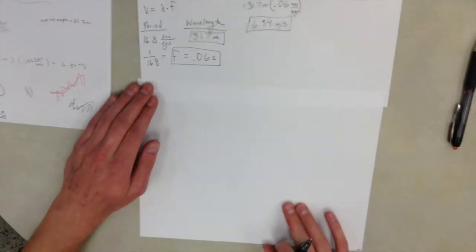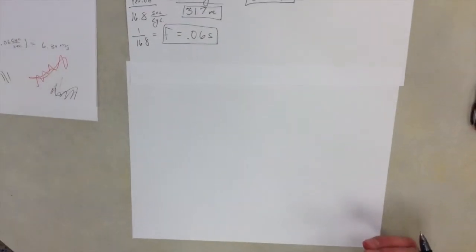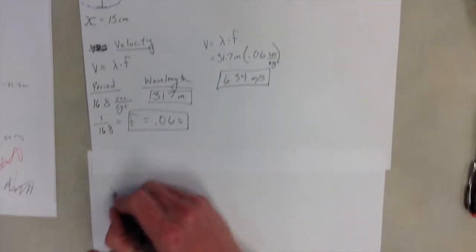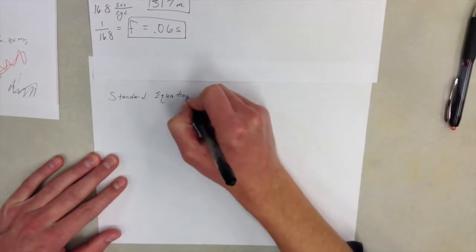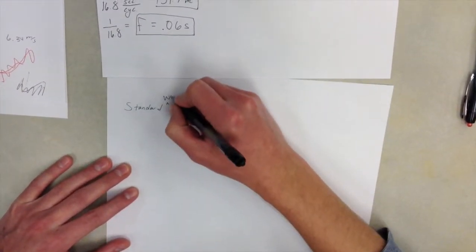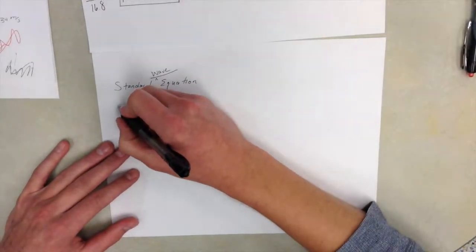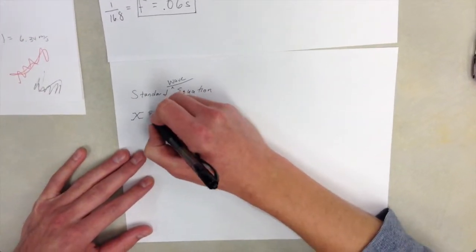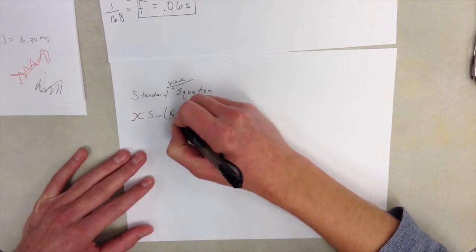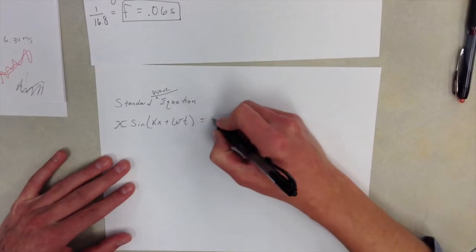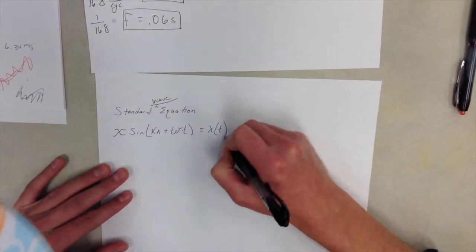So now that we have our velocity, we kind of figured that since this is a typical ocean wave, we'd be able to apply the standard wave equation. Yeah, I gotta throw that wave in there. So with that, what we decided to do is that equation is amplitude times sine of kx plus omega t is equal to x of t.